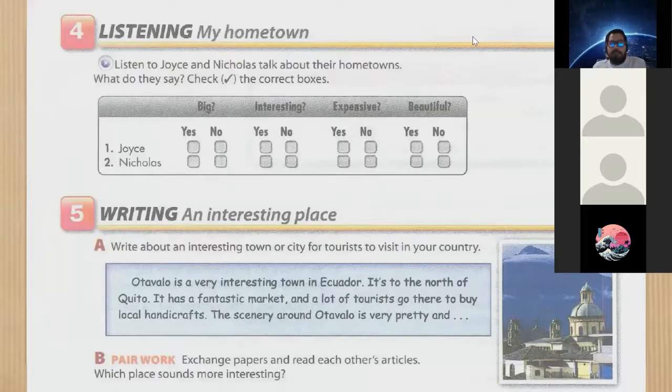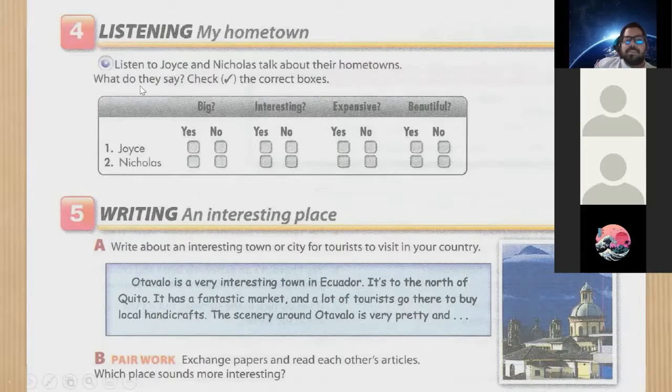Guys, now we're going to start to slow down. Ya vamos a empezar to slow down a little bit. I'm going to play an audio, guys. I'm going to play this audio over here, and remember, audio no es la galleta, guys, es el audio. I'm going to play an audio about, look at this, my hometown. It's about Joyce and Nicholas talking about their hometowns. Look at this word, guys, hometown. El pueblo natal o el pueblo de donde ellos pasaron infancia.